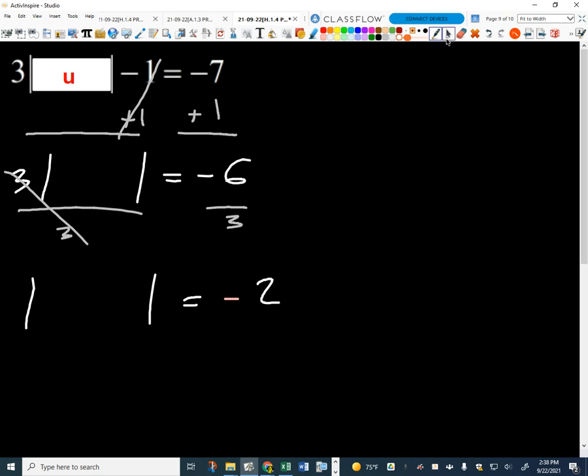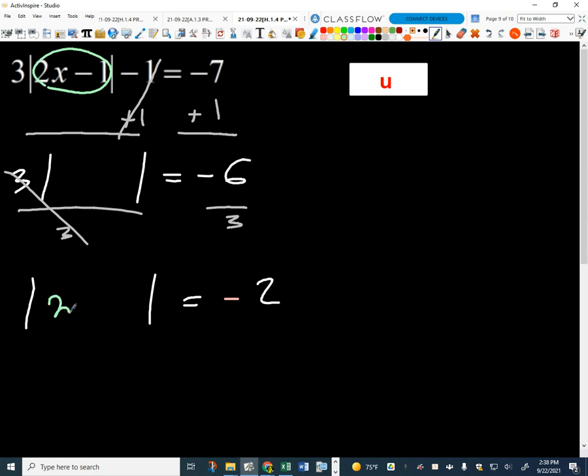And I get the absolute value of something is equal to negative 2. What's inside? 2x minus 1. So what are my two equations going to be this time? Or do you see a problem?